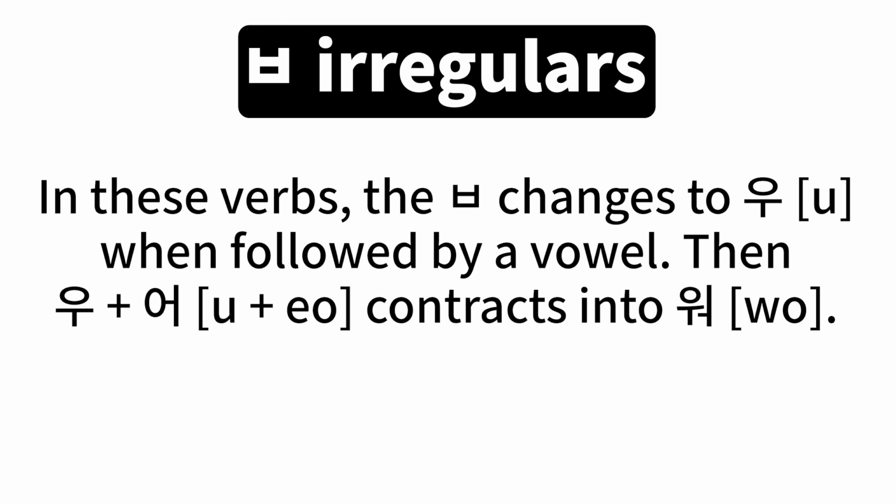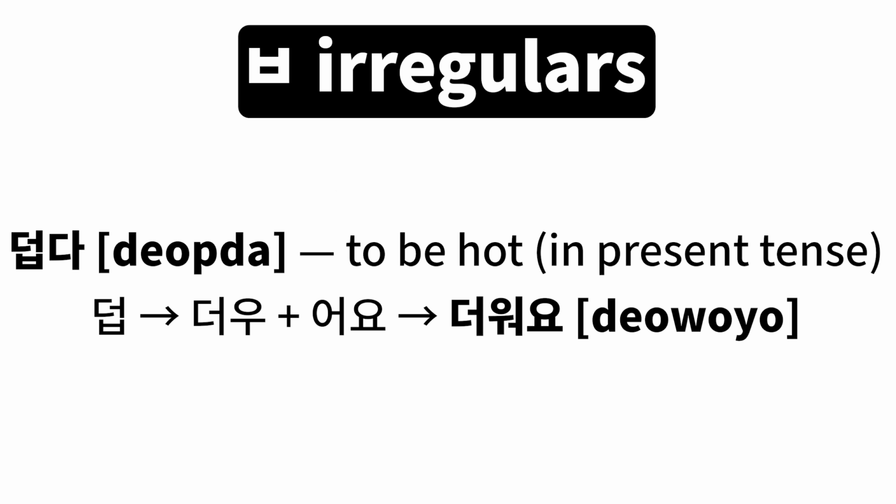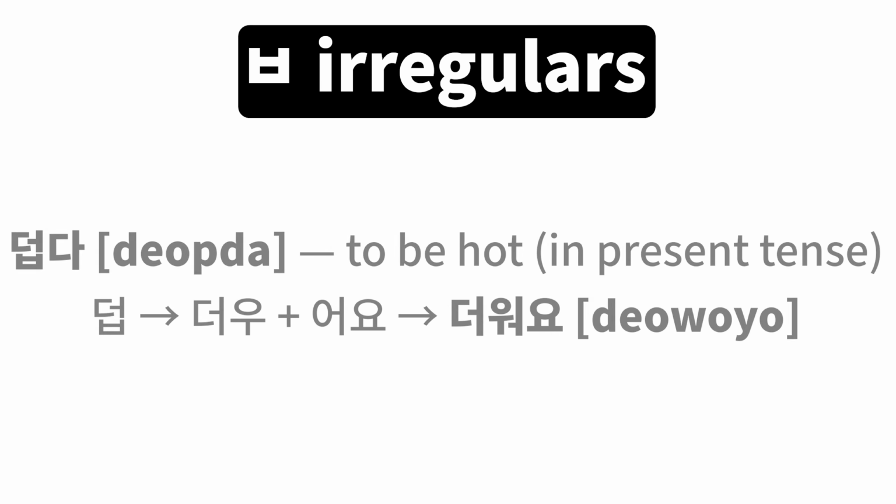Let's talk about Korean irregular verbs next. Don't worry, they are not as scary as they sound. ㅂ irregulars. Some verbs with stems ending in ㅂ are irregular. In these verbs, the ㅂ changes to 우 when followed by a vowel. Then 우 plus 어 contracts into 워. Examples: 덥다 in present tense, 덥, 더우 plus 어요, 더워요.